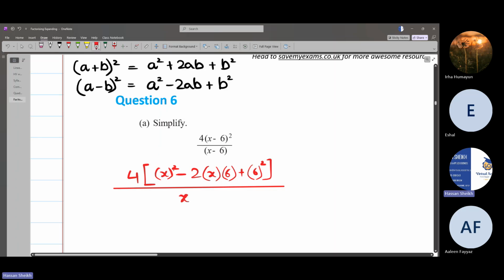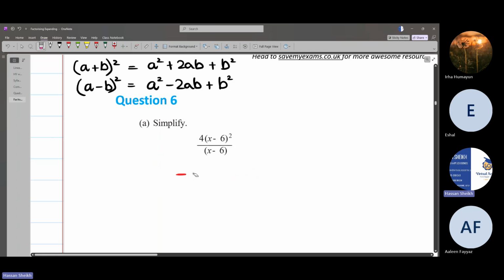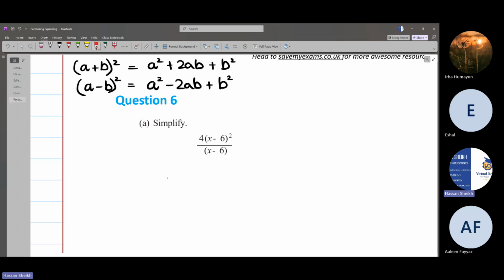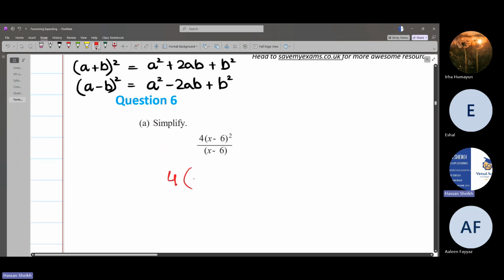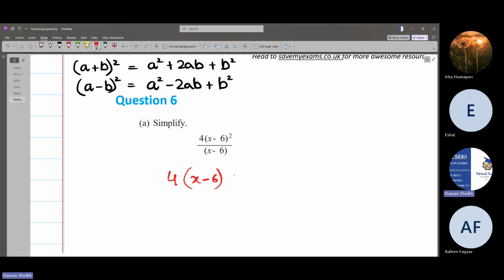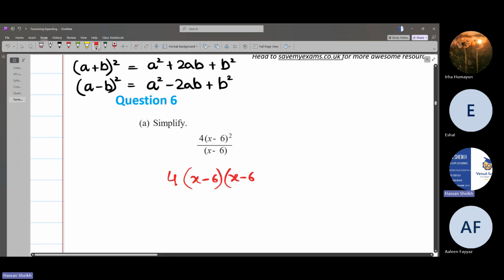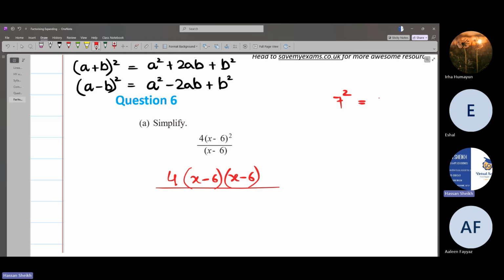There is an easier way to solve this one as well. Let's go with an easier way. No need to expand. Can I write x minus 6 whole square as x minus 6 times x minus 6? Yes, students. That's what 7 square means. 7 square means what?